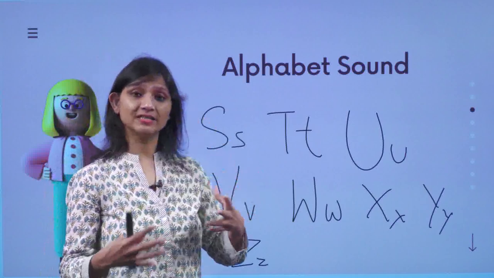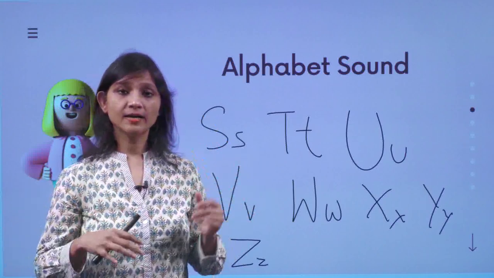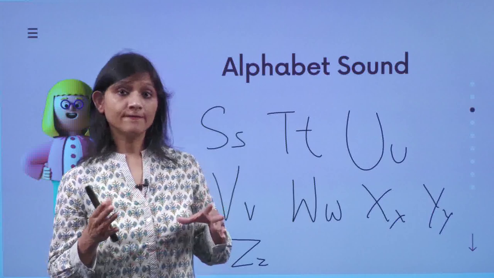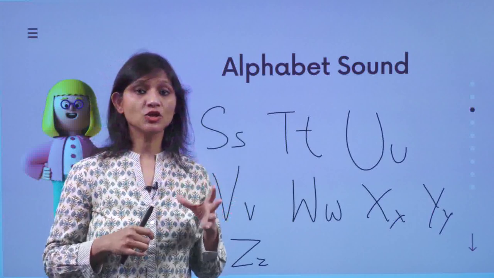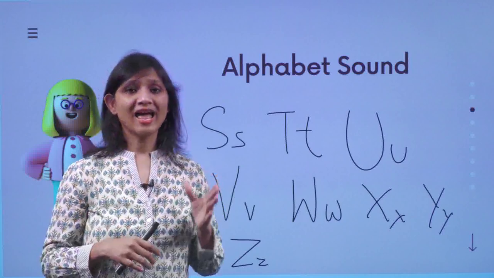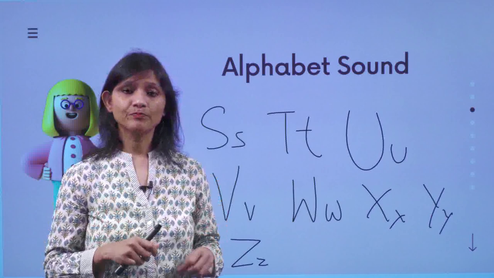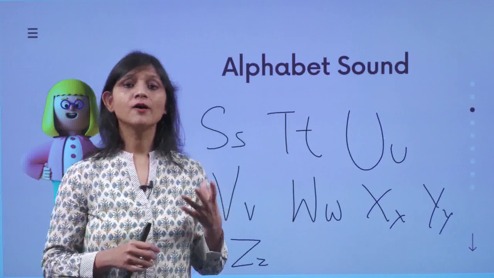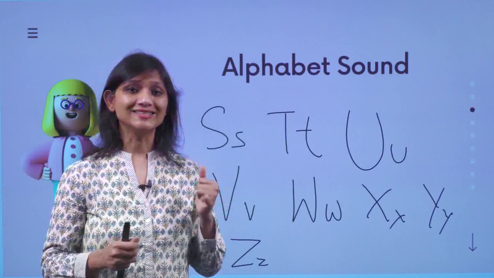Okay? So, these are all the letter sounds and the phonic sounds. Now, keep practicing. A, A, B, B, C, K, D, D, E, A, F, F, G, G, H, H, I, E, J, J, K, K, L, L, M, M, N, N, O, A, P, P, Q, Q, R, R, S, S, T, T, U, A, V, V, W, W, X, X, Y, Y, and Z, Z.